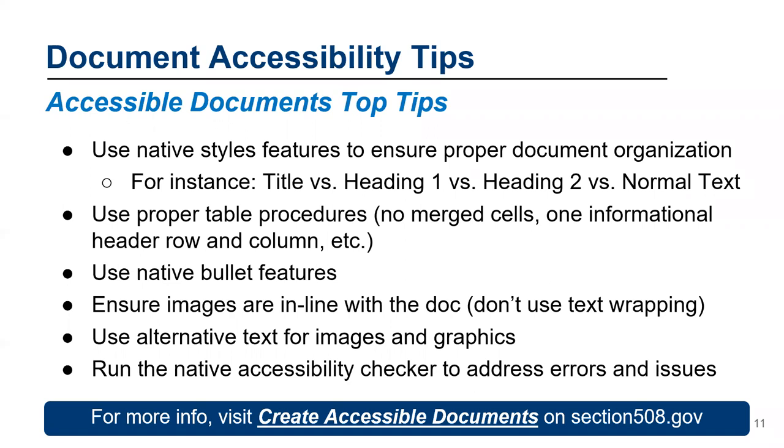And so you would still be able to use the native features, which is the text for title, heading one, heading two, et cetera, so that the screen readers would still be able to read it in correct reading order. But you could customize it a little bit as well. And then some very similar information for tables, some of the alt text and the accessibility checker as well.